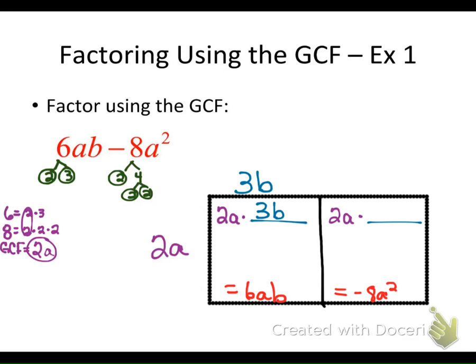Okay? Now I go to find the width of my second rectangle. 2 times what gets me to negative 8? Negative 4. A got me to A squared, so what do I need? 1A, right? So the width of this rectangle is?